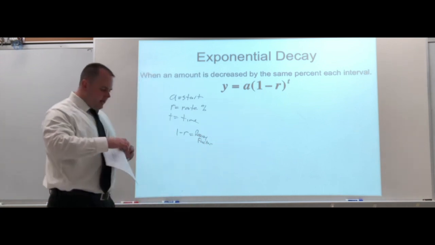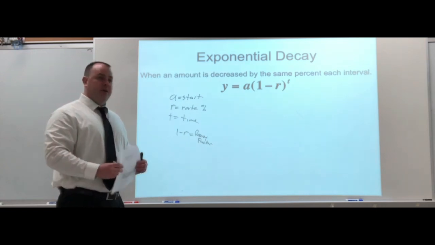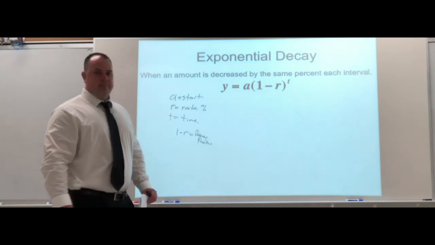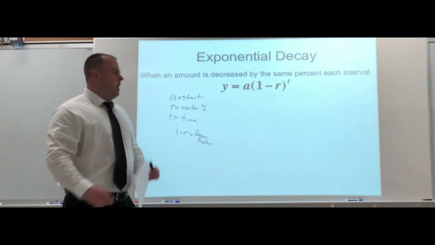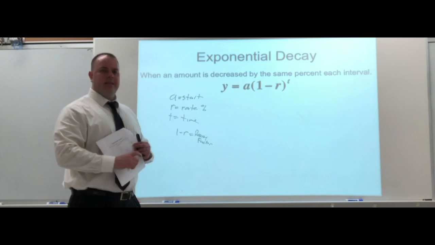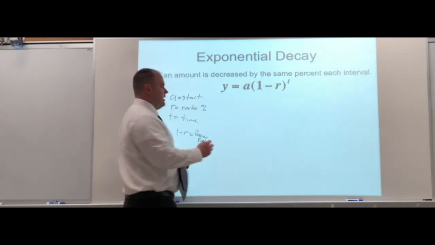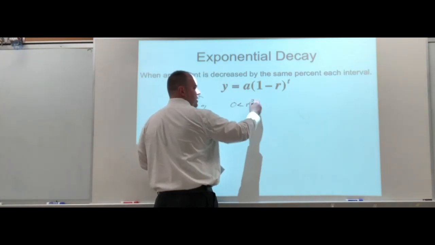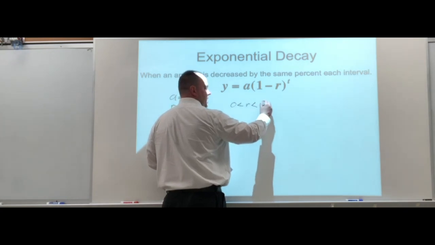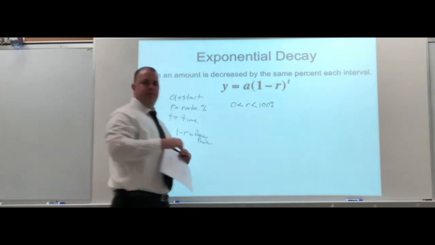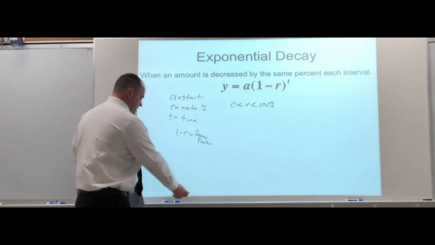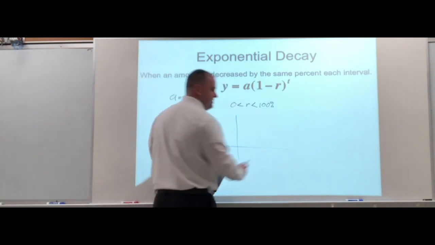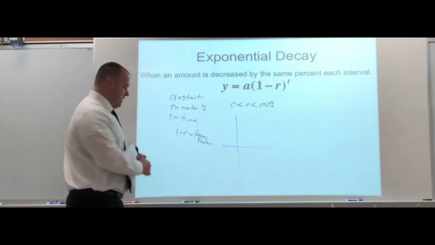Now, the other thing I'm going to point out here: for growth, you can get bigger and bigger all you want, but for decay, the r has some boundaries. R has to be less than 100%. So r is going to be greater than 0, but it has to be less than 100%. Now why? Think about why that has to happen. Exponential decay is getting smaller and smaller, but it's never going to get to 0. We talked about that when we looked at the graph.